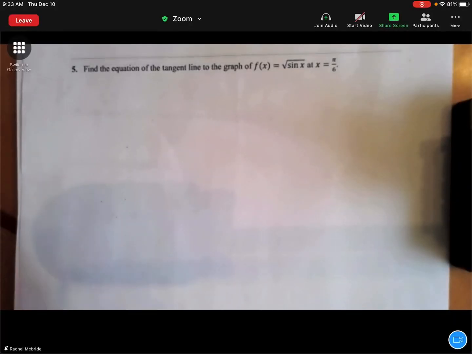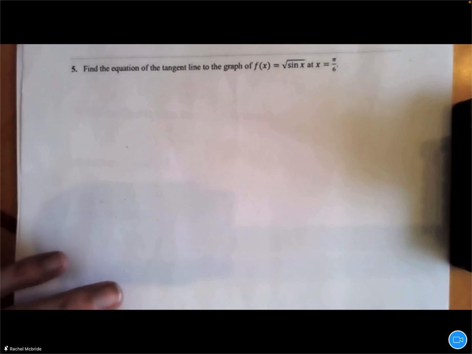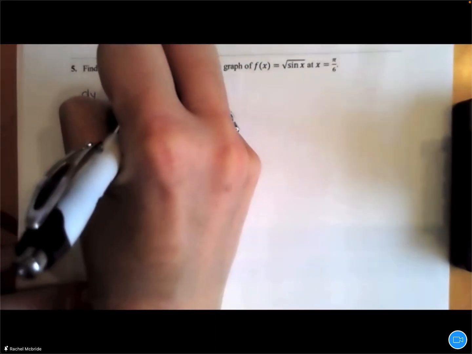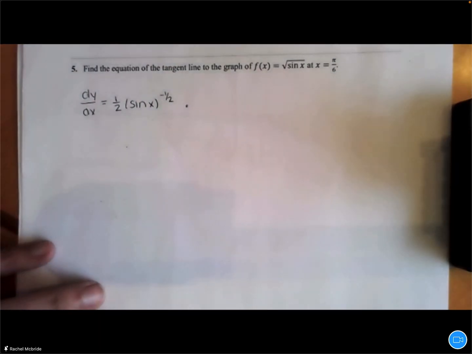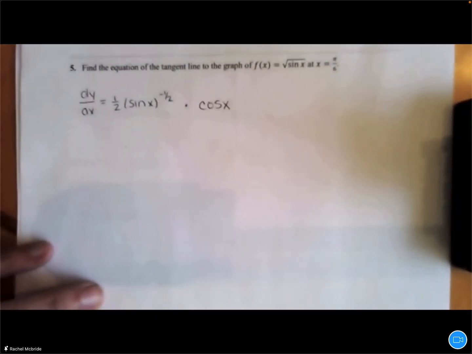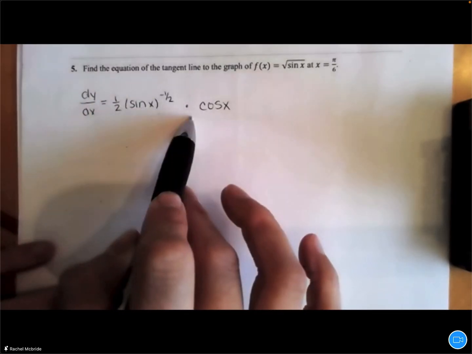And then example number 5. Find the equation of the line tangent to the graph f of x equals the square root of sine x at x equals pi over 6. So once again, dy/dx. Derivative of the outside is the square root, so it's 1/2 sine x to the negative 1/2 times the derivative of the inside. Derivative of sine is cosine. So outside times derivative of the inside.